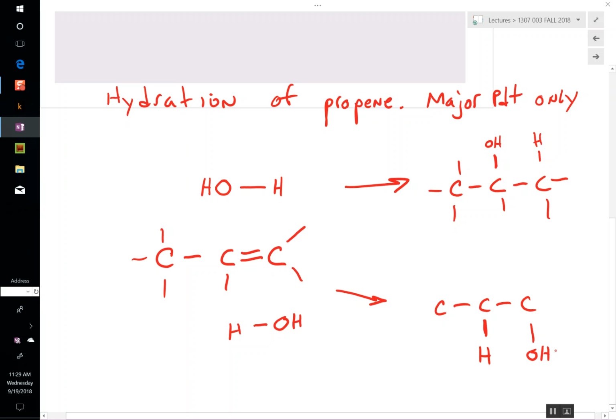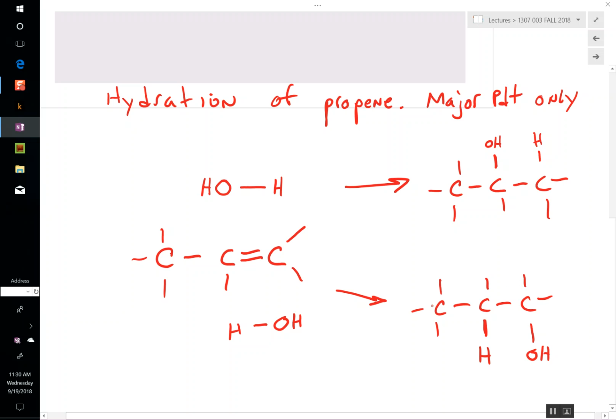And this is chapter 12. We'll learn how to name alcohols. The top one is 2-propanol. Don't worry about it right now. It's just 2-propanol. The bottom one is 1-propanol. So let's put our dashes on this one.